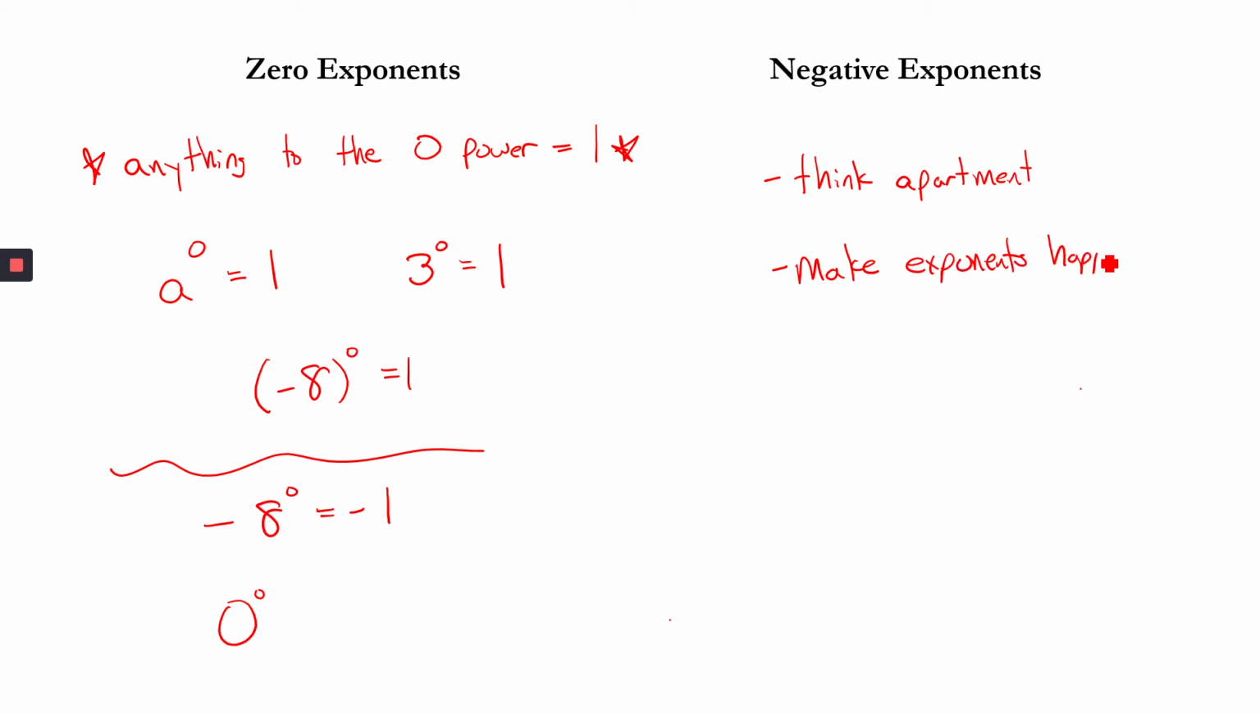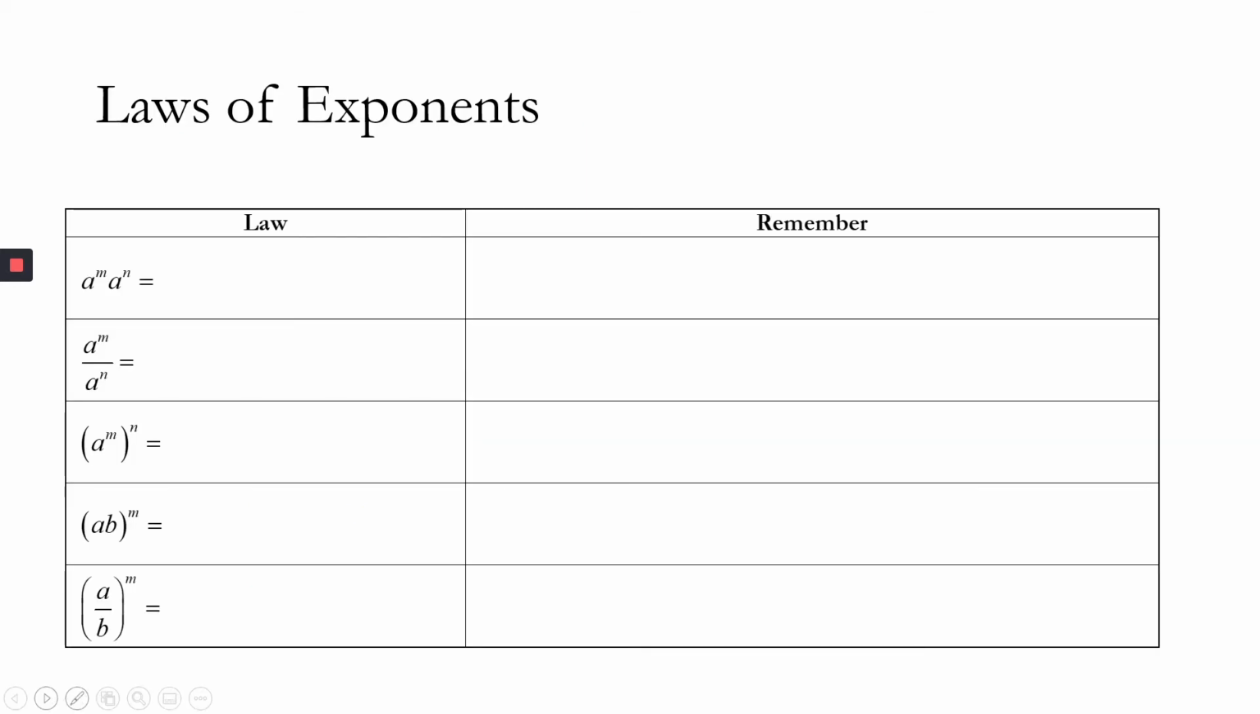Now to make exponents happy, we need those exponents to be positive. And we're going to move those depending on if the exponent is a negative exponent, that means that part of the expression is not happy, so we're going to move them to the other floor. And eventually we'll get everything to be positive. All right, so some laws of exponents.